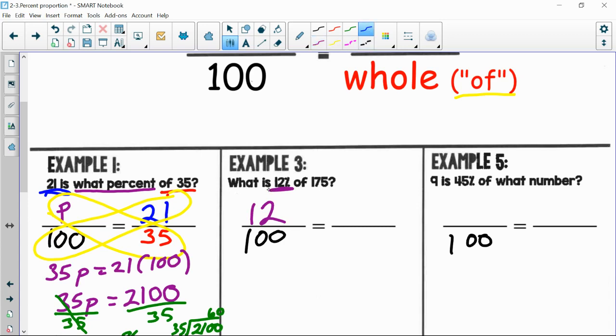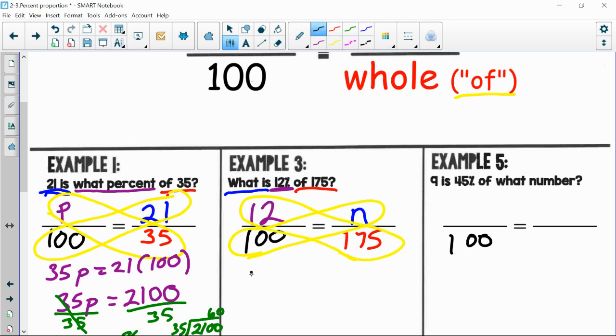What is 12% of 175? Remember, of on the bottom. So 175. And this time, we're looking for the part number. Don't know what this number is. That's what we're really looking for. And then do your cross products. Okay.